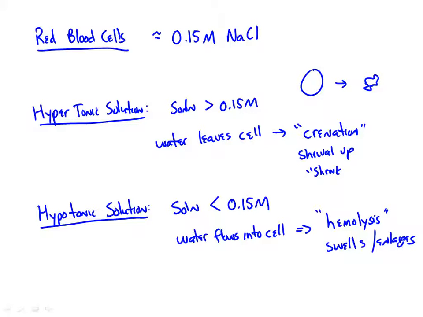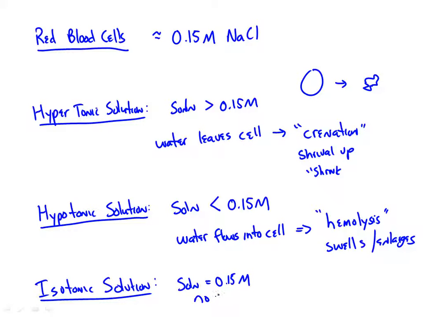And both are bad. You don't want your cells to be in a hypotonic solution, and you don't want your cells to be in a hypertonic solution. What you really want is an isotonic solution, and that is when the solution is equal to, for red blood cells, 0.15 molar, and then there's no effect. Meaning water doesn't flow into the cell or out of the cell at an enhanced rate.